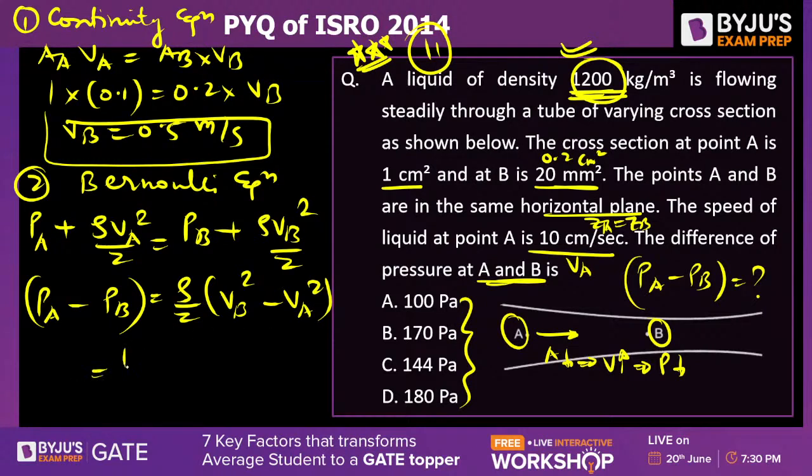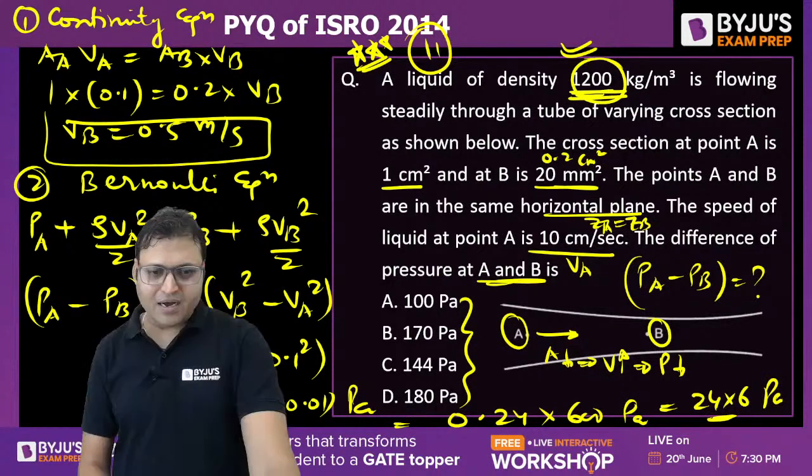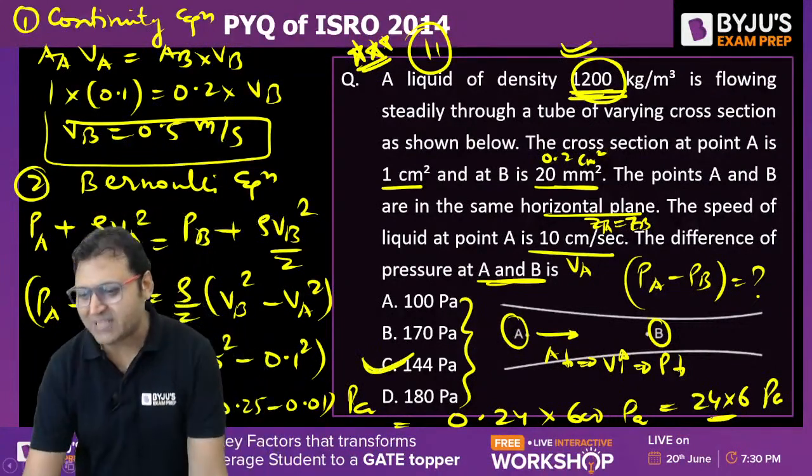So if you put the values, 1200 divided by 2 into VB, 0.5 square, minus VA, that is 0.1 square. Put all the parameters into SI units. So that is 0.25 minus 0.01. So it will be 0.24 multiplied by 600 Pascal. What is the answer? 24 into 6 Pascal will be the answer.